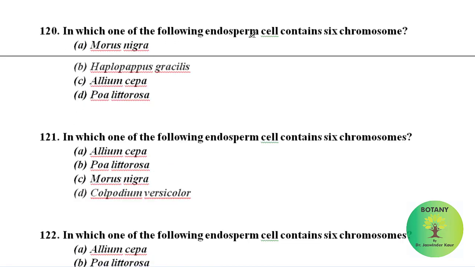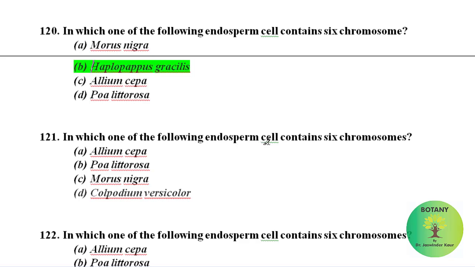In which of the following does the endosperm cell contain 6 chromosomes? As endosperm is a triploid structure, and in Haplopappus gracilis the haploid number is 2, that means n equals 2. Therefore, in the endosperm cell of Haplopappus gracilis, the chromosome number will be 6.